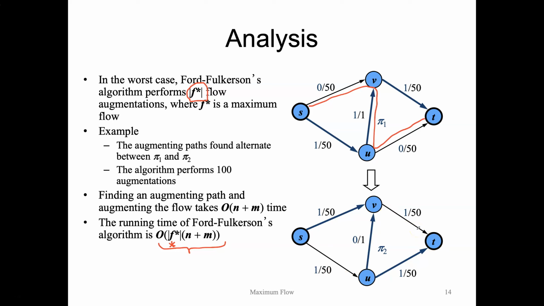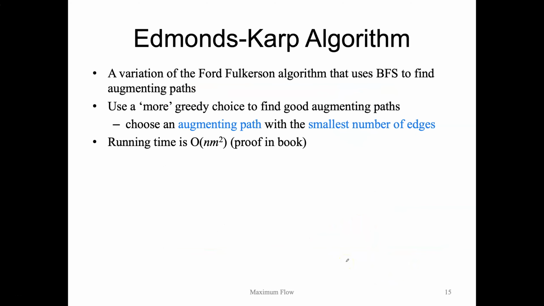Even though the maximum flow here is 50, Ford-Fulkerson's algorithm would have, in that case, up to 100 iterations, only ever increasing by 1 each time. It would be much better if we could immediately find this path to increase the flow along, and this path to increase the flow along, rather than using this bottleneck edge. And this is exactly what Edmonds and Karp try to do.